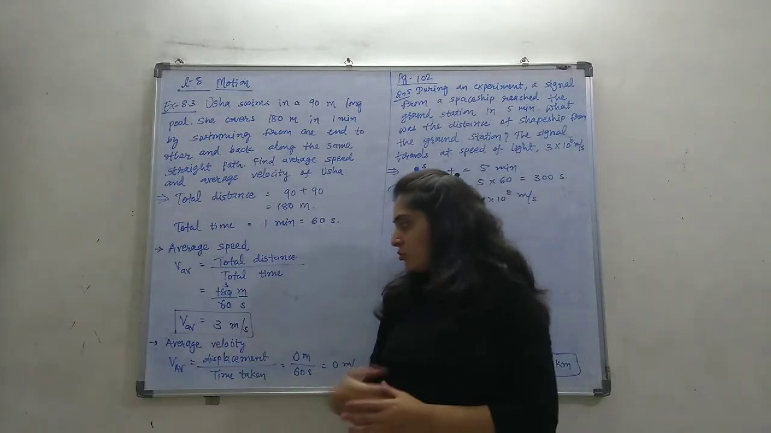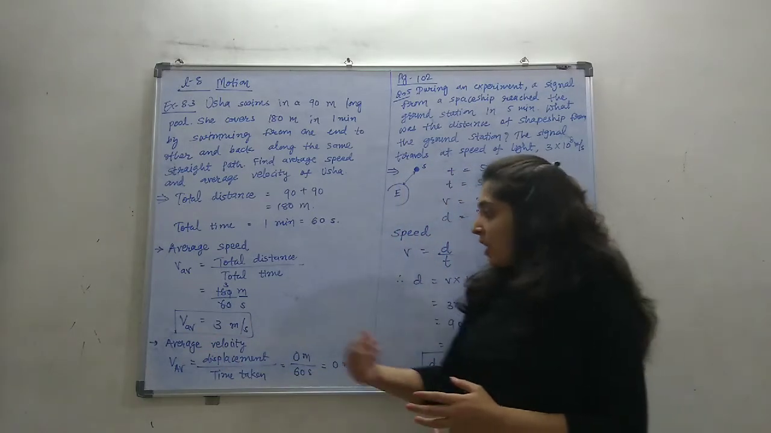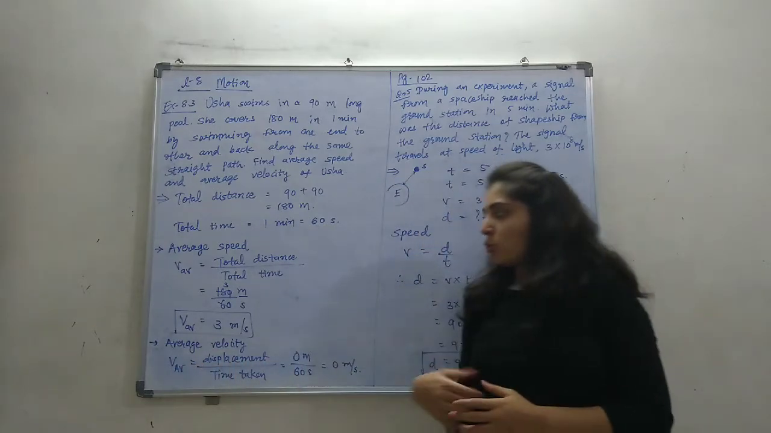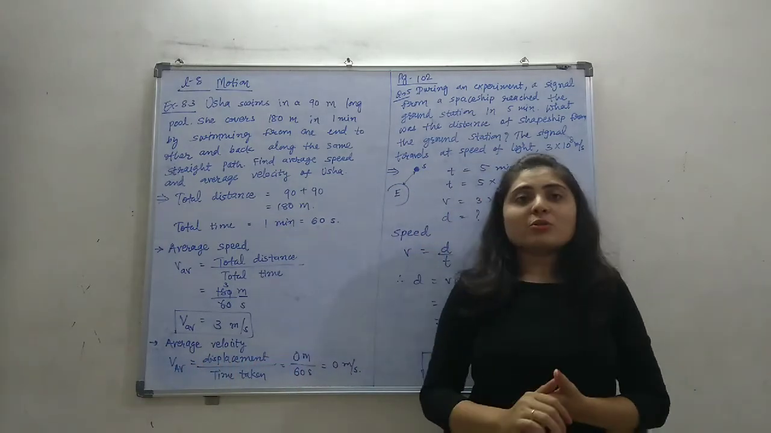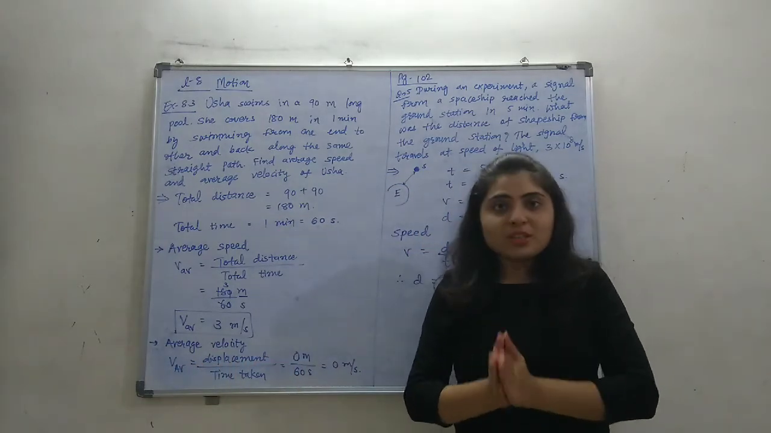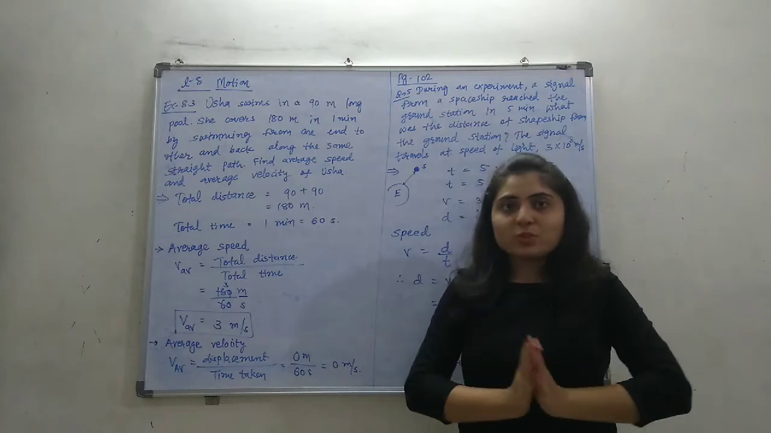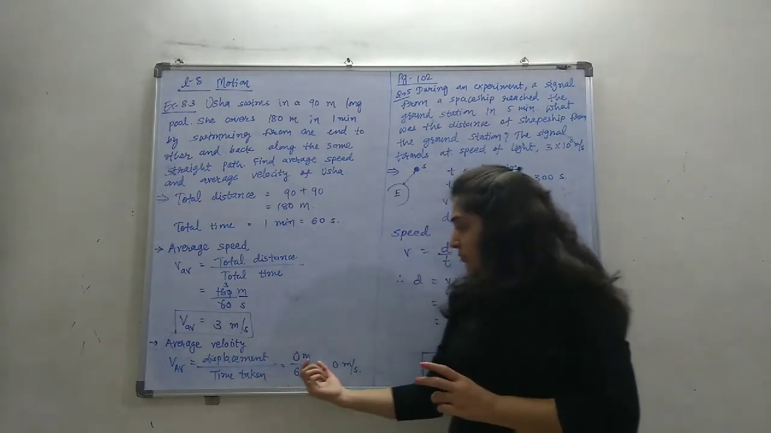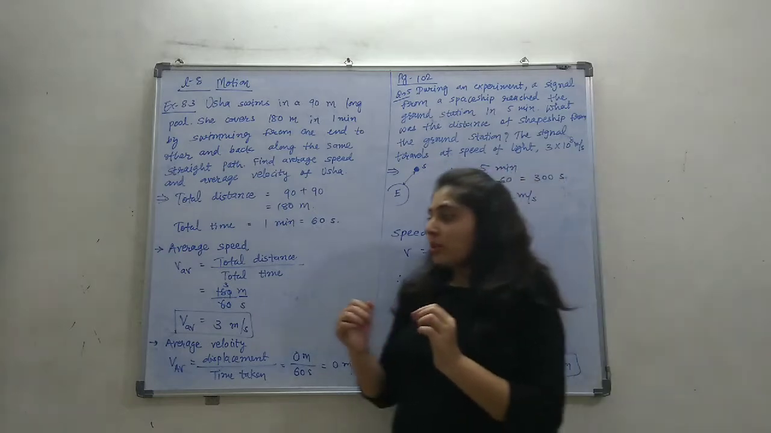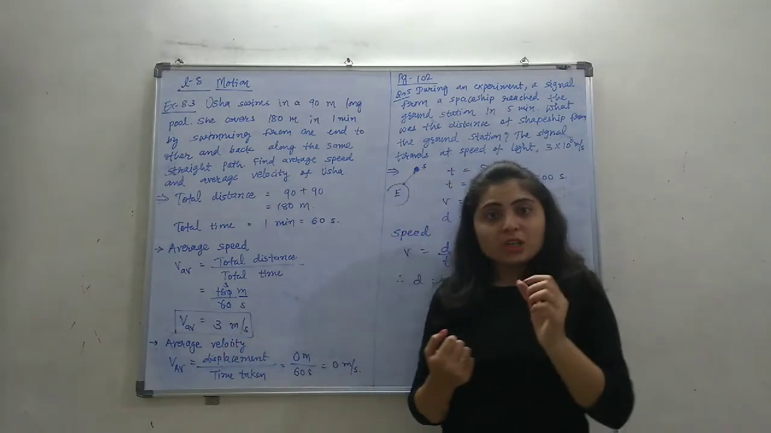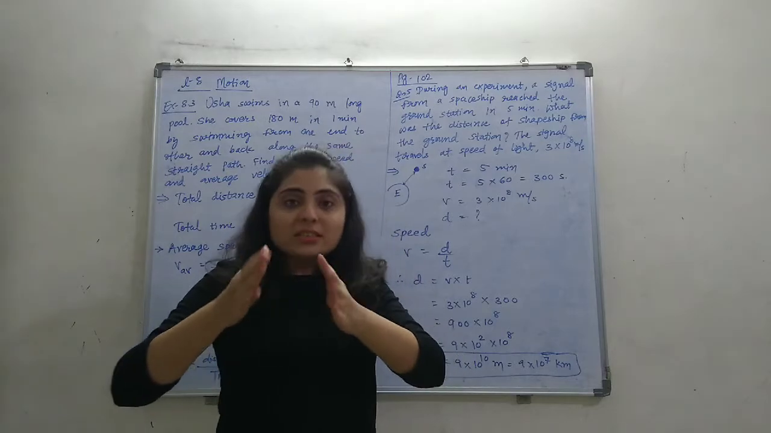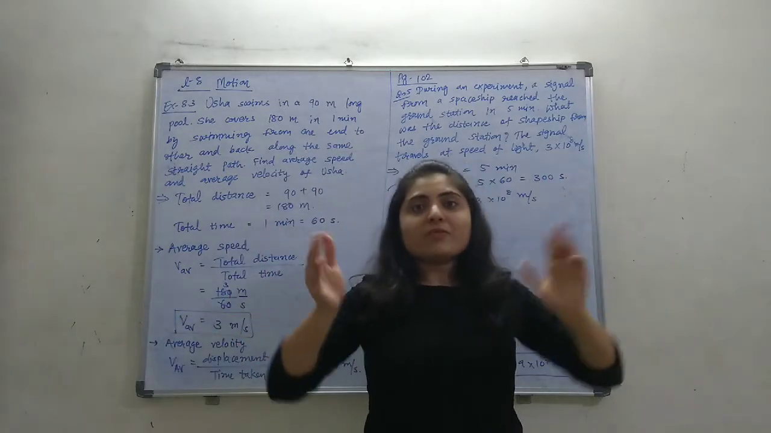Same way we can find the average velocity. Average velocity V_av is equal to, instead of distance, for velocity a displacement term is used. Okay, total displacement upon total time. So displacement upon time taken. So here, what is the displacement? We know that displacement means the distance between the initial point and final point.